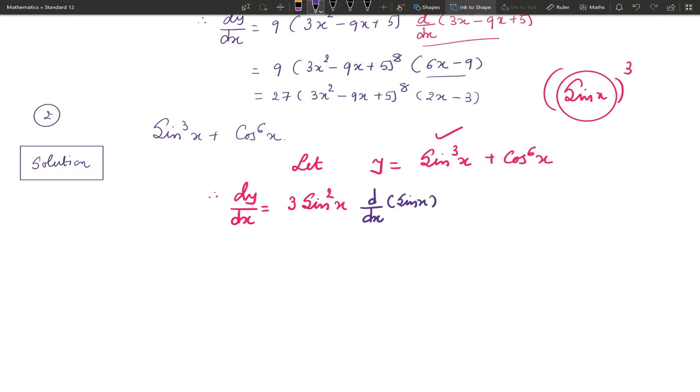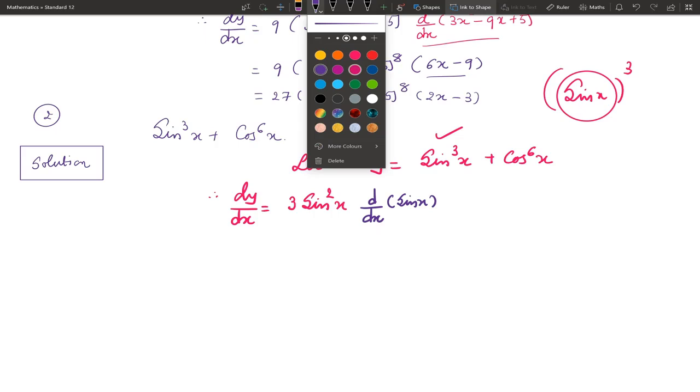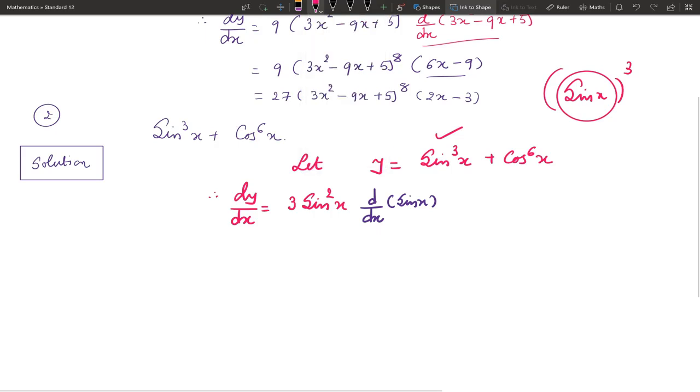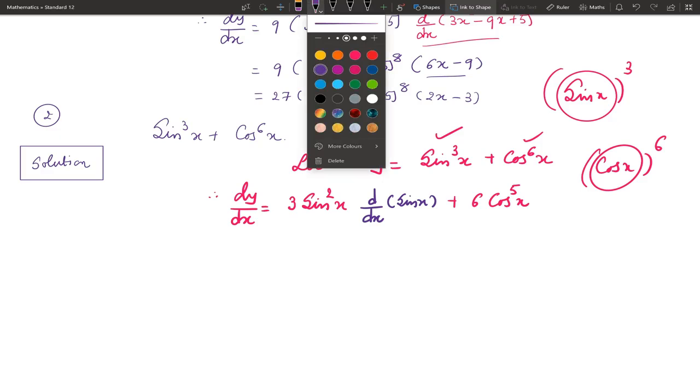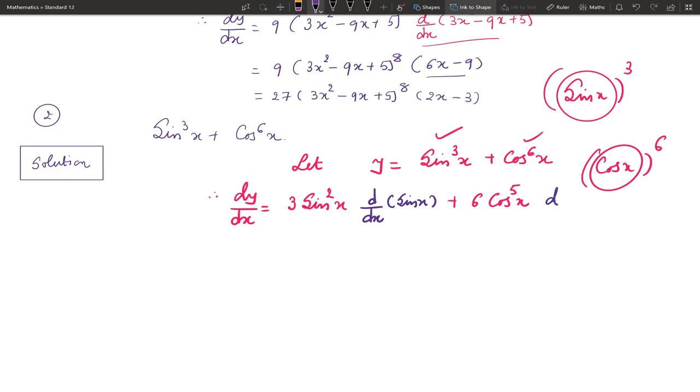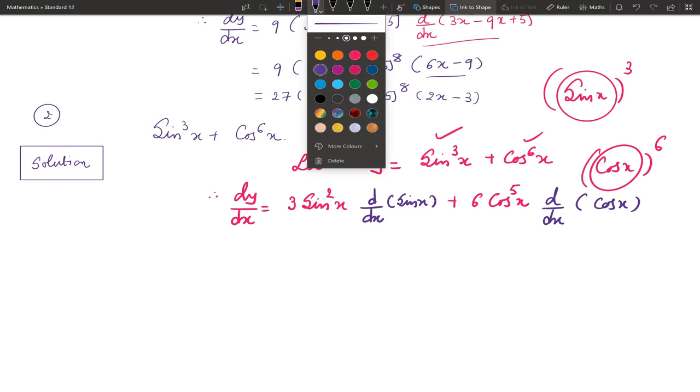Now second term, plus 6 cos raised to 5x. Again same formula, d by dx of x raised to n. Again this is cos x raised to 6. So inside it is a function of x. So again we have to use chain rule. So d by dx of cos x.